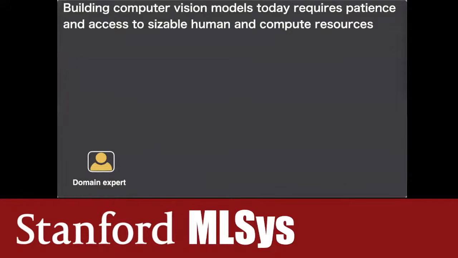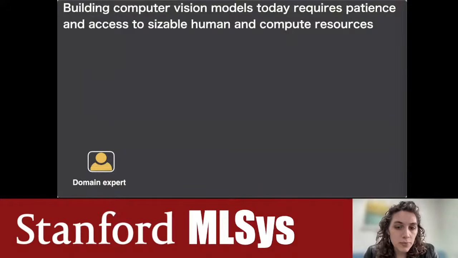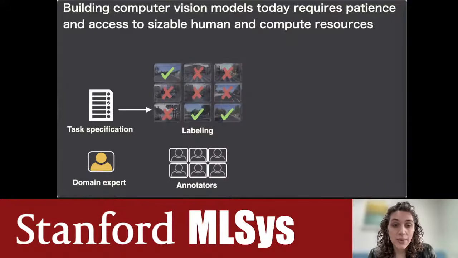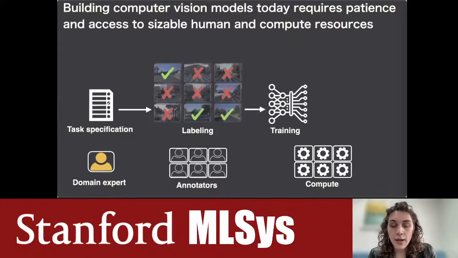As researchers building models today, as we all know, it requires a healthy amount of patience and typically access to sizable human and compute resources. To give an example of that, the domain expert who understands the downstream application has to painstakingly define a specification for the task, and this could take potentially days. The specification then gets passed down to potentially hundreds of human annotators to label that data, potentially taking days or even weeks. And then when these labels finally come back, they're used to train a model, and that model might sweep through a bunch of configurations or various other AutoML type operations, and that could take hours to days.